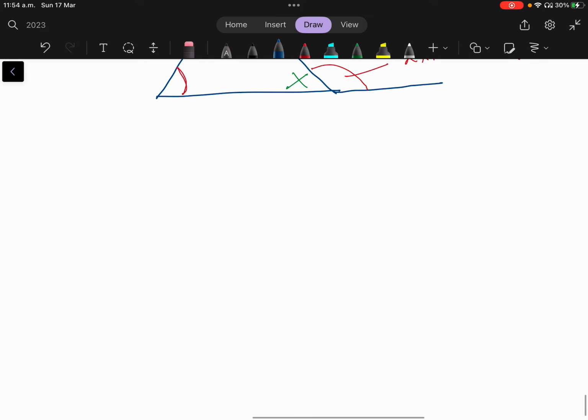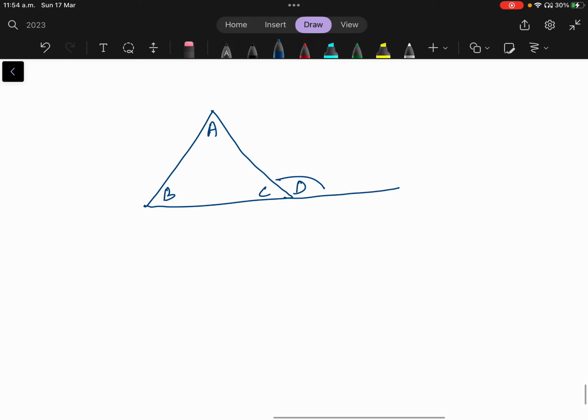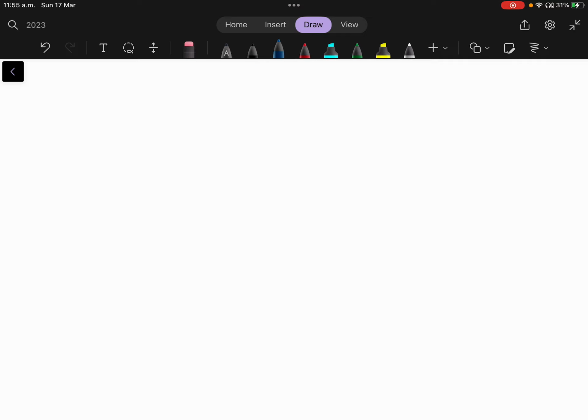So exterior angle and interior angle. Let me explain that once more with an example. If I have a triangle like this, maybe this is A, B, C, and this is D. In this case, D is the exterior angle, and the angle which is just next to D, you should cancel it, and then A and B are the interior angles. This is a very important concept which might be required during the exam questions.